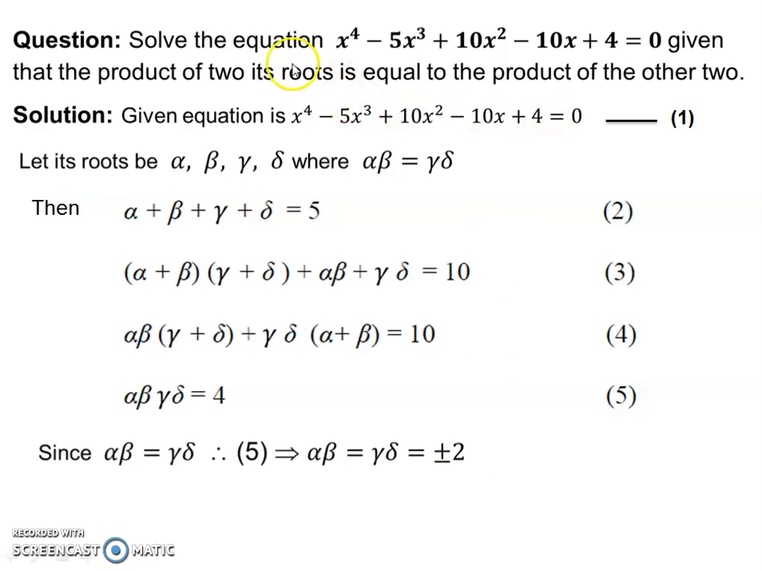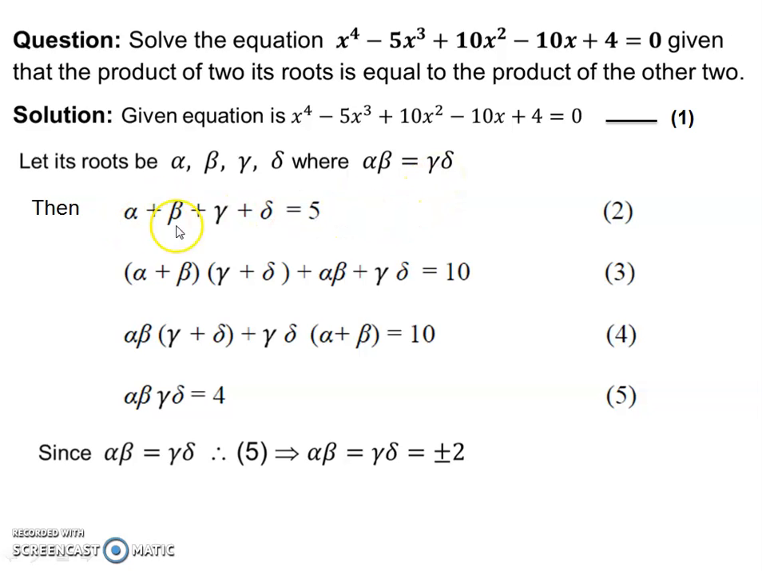Let's take another question. Solve the given equation where we are given that the product of two of its roots is equal to the product of the other two. So if I take the roots of the equation as alpha, beta, gamma and delta, then the product of alpha beta is equal to that of gamma delta.